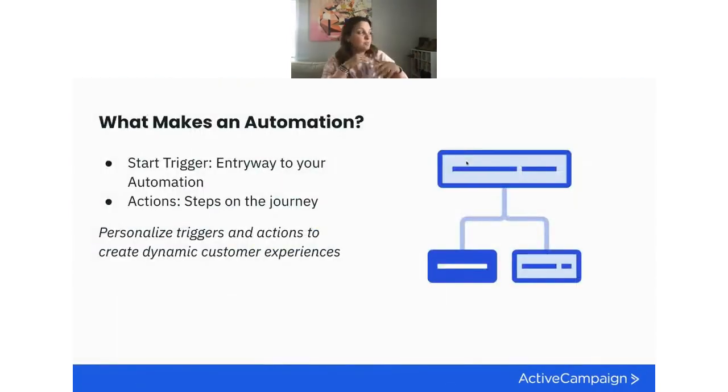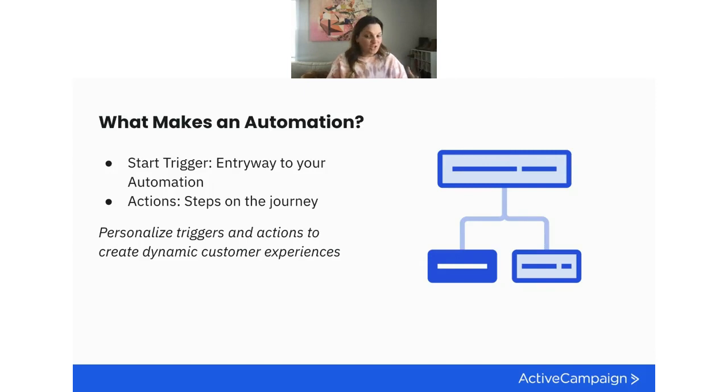Now, as we get into really building an automation, what makes that up? What makes up an automation? Two things: start triggers and actions. Start triggers are going to be the action that your contact took in order to enter the automation. What is the step that they did? Did they get a tag? Did they submit a form? Did they subscribe to a list? Whatever it might be, you're able to start to really take that into consideration.